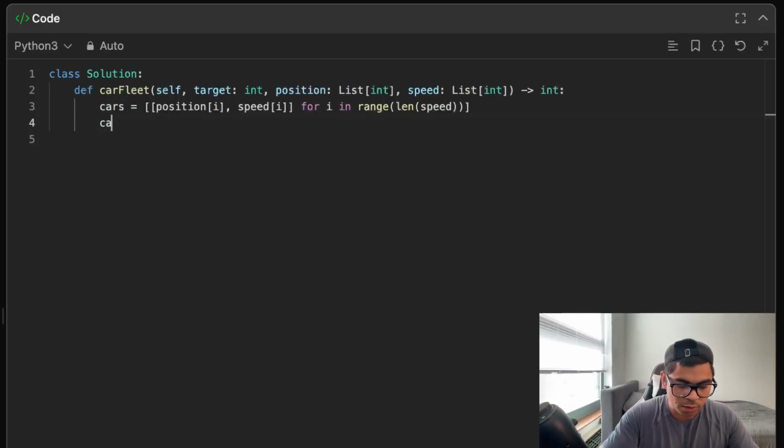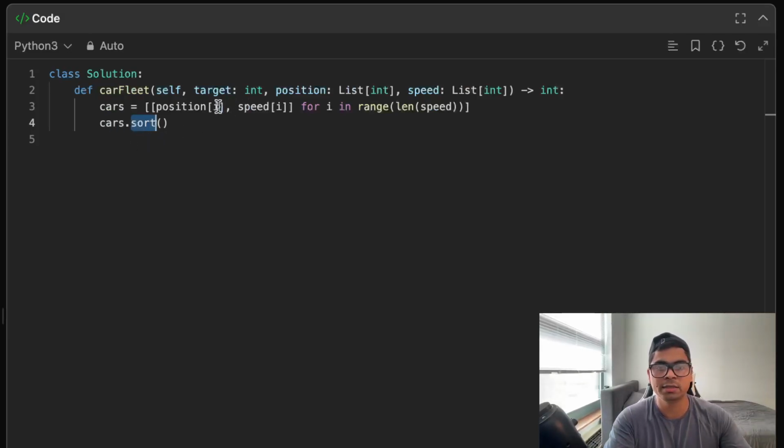So now let's sort our cars. cars.sort, and how we are sorting in the reverse order. By the way, the sort function by default takes the first item, the position, as the item to compare when it's sorting.